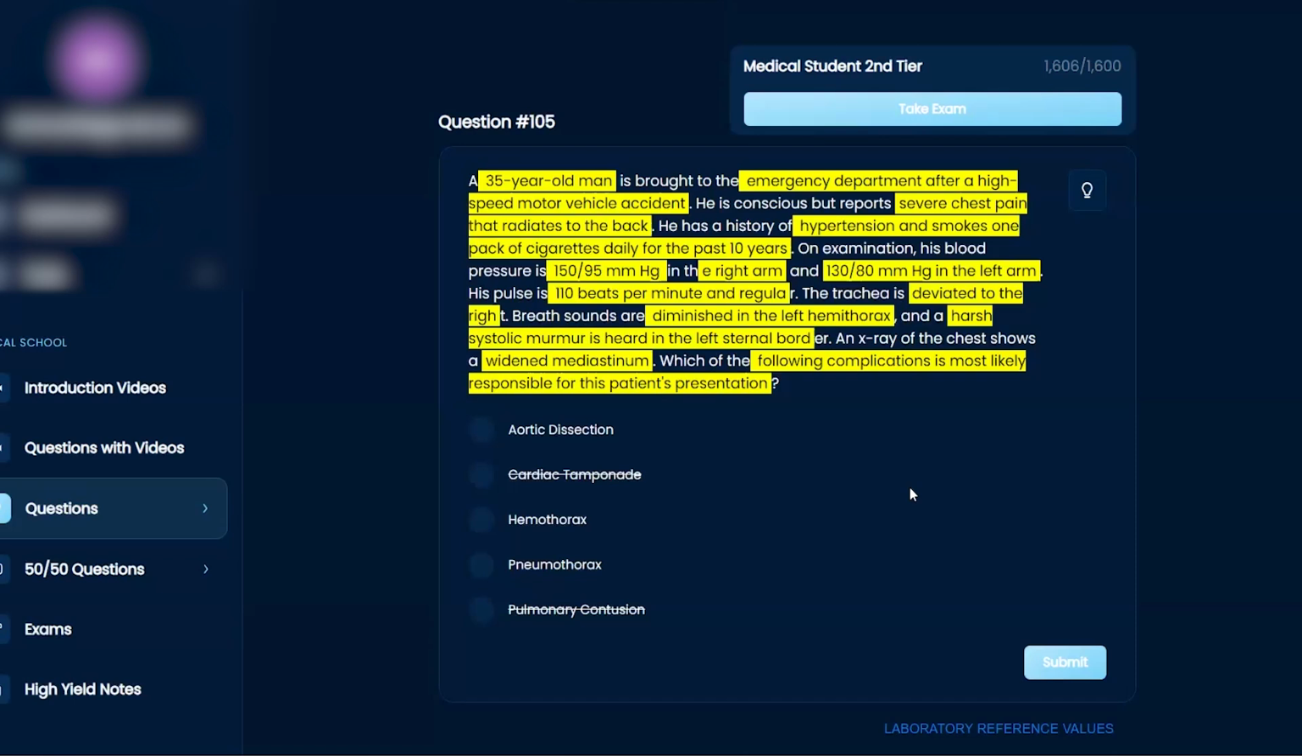So, which one of these three would fit the majority of the answer choices? So you have pain that radiates to the back, you have hypertension on one arm compared to the left. You also have a little bit of diminished breath sounds on the left, but then a harsh systolic murmur heard at the left sternal border, and then a widened mediastinum. If you were to pick your gut answer choice, what would it be? It would probably be the aortic dissection.